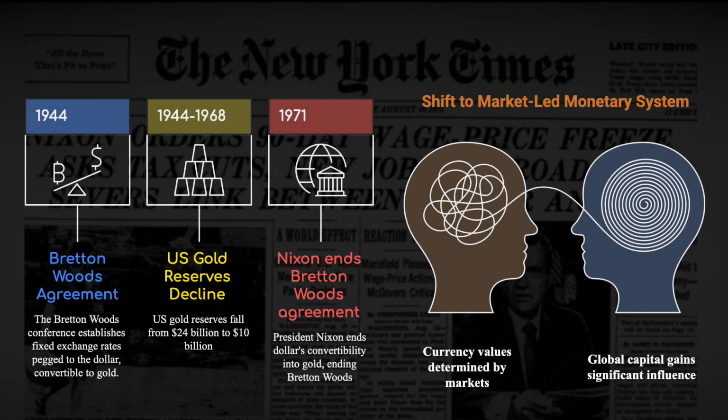This was exacerbated by the financial pressures of the Cold War, including the Vietnam War and the space race. U.S. gold reserves declined from $24 to $10 billion between 1944 and 1968. In 1971, President Nixon responded by suspending the dollar's convertibility into gold, effectively ending the Bretton Woods system. This allowed the U.S. to print money without constraint. By 1976, the Jamaica Accords had formalized the end of fixed exchange rates. Currency values were now determined by financial markets, giving unprecedented power to global capital and signaling a shift towards a market-led monetary system.